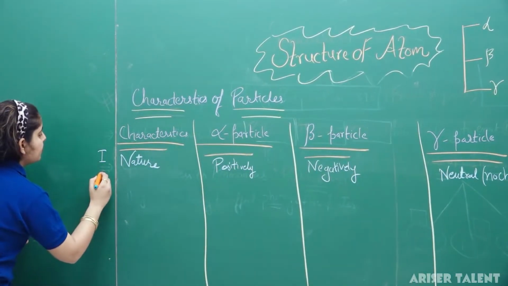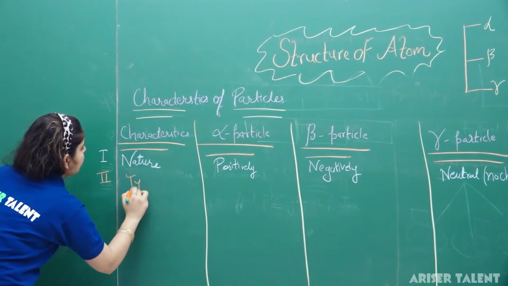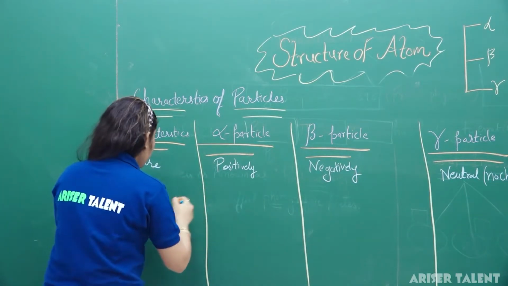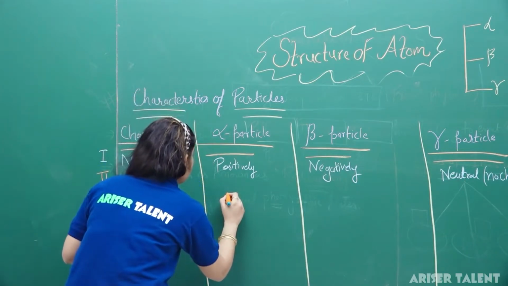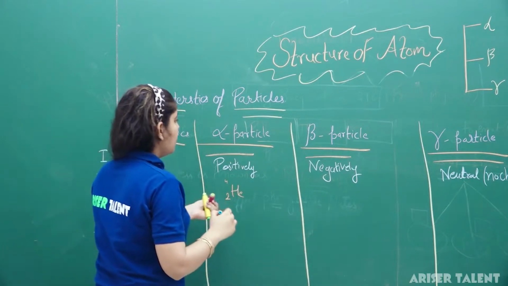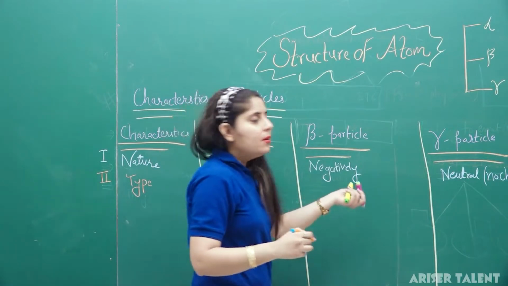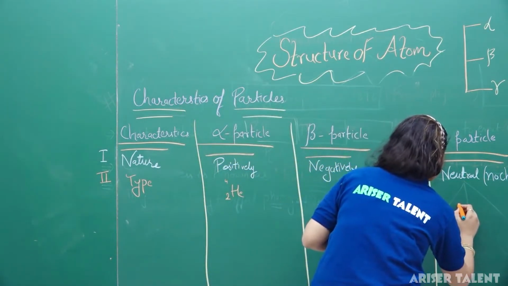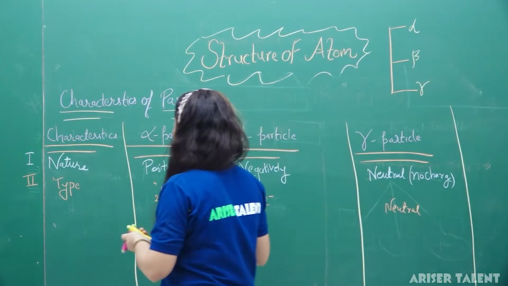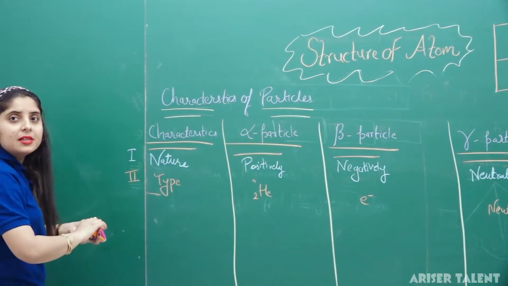After that, the second characteristic of the particle will be their type. Alpha particles are actually helium nuclei, so we can write it as 2He4. On the other hand, beta particles are actually electrons, and the gamma particles will be neutral particles. So here is the second point of description of these types of particles.